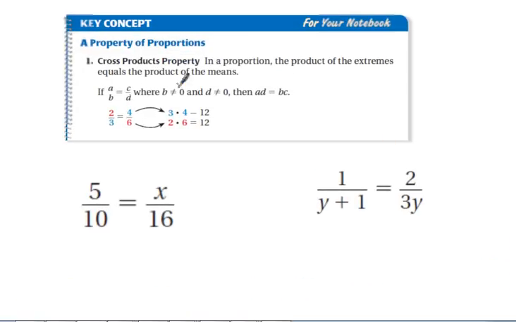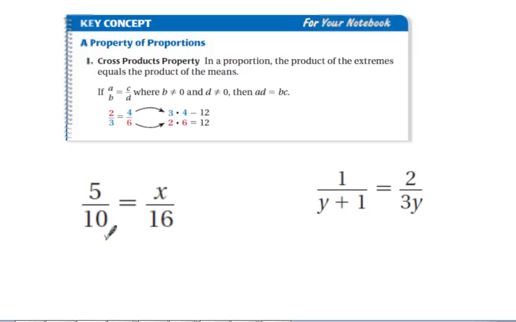Alright class, we are back and we want to talk a little bit about the proportions that we worked on Friday. It was a rather quick review just to see what you remembered in terms of doing these proportions. We recalled immediately the idea of cross-multiplying when we solve these proportions.